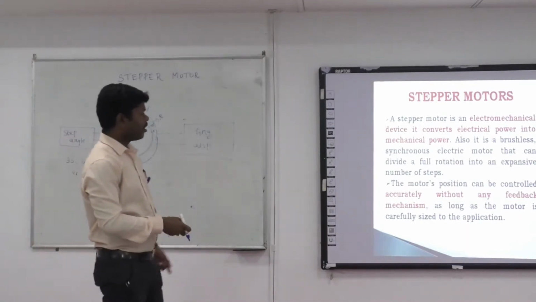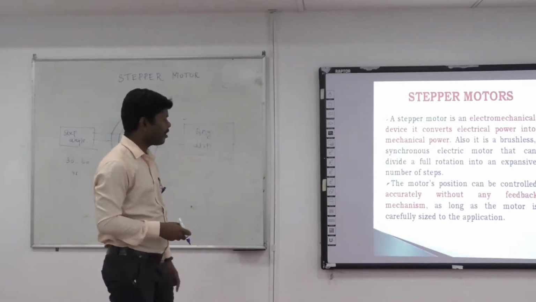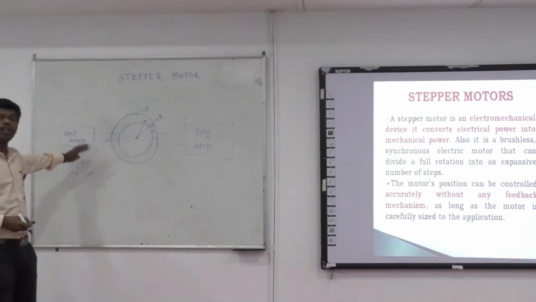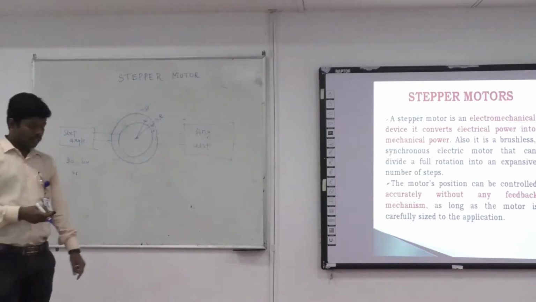Another advantage of the stepper motor is very high accuracy without any feedback. The feedback mechanism can be open loop control or closed loop control, and both are used with the stepper motor. This is the main advantage of the stepper motor.